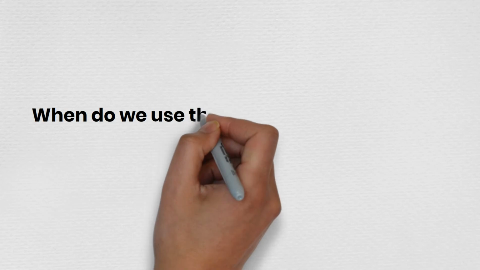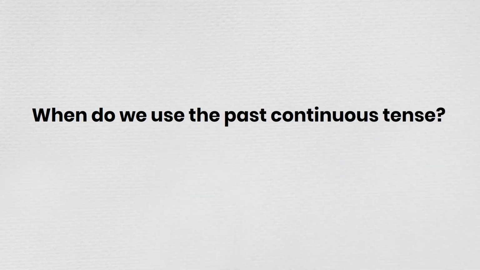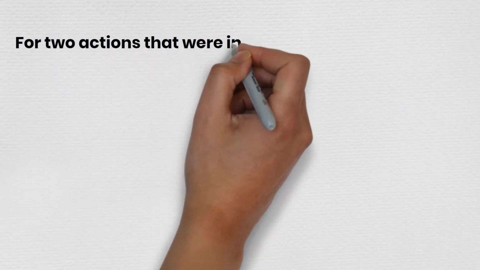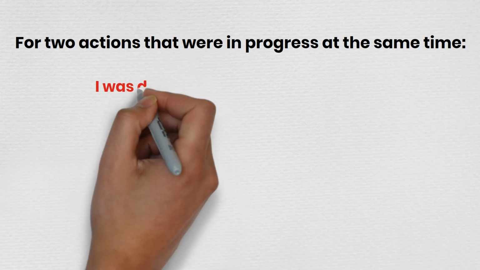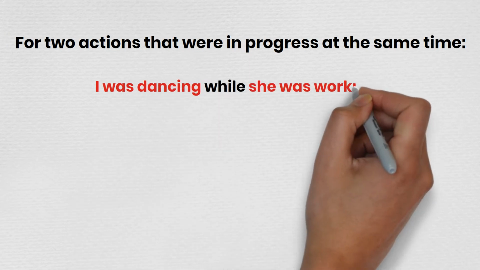When do we use the past continuous tense? For two actions that were in progress at the same time. I was dancing while she was working.